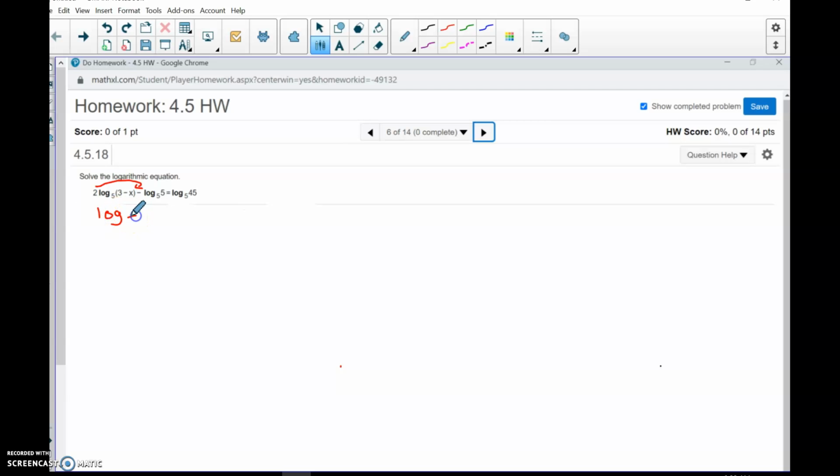So I get log base 5 of (3 minus x) squared. And then I still have minus log base 5 of 5 equaling log base 5 of 45. Okay, so then on the left, I can do another step. Now there's a subtract between the two logarithms. So if I remember my rules, an expanded form with a subtract means I can do a condensed form with division. So I'm going to have one logarithm now.